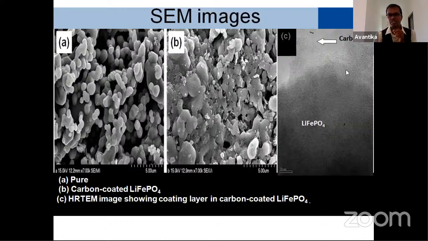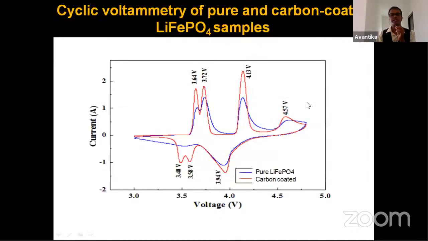And the third picture shows the transmission electron microscope, a high resolution transmission electron microscope image, which is called HRTEM, to confirm the carbon coated materials. Here you can see the clear evidence of carbon coating on the edge side, and this is the lithium iron phosphate.